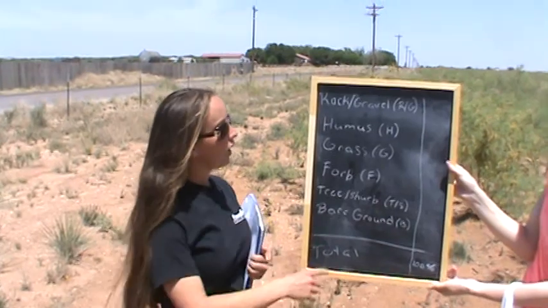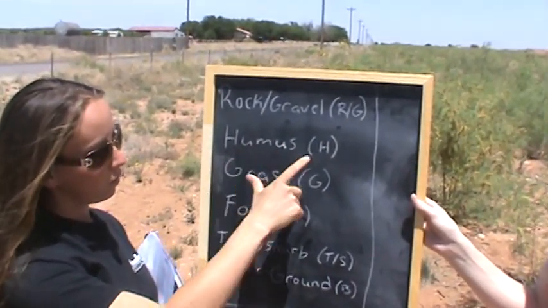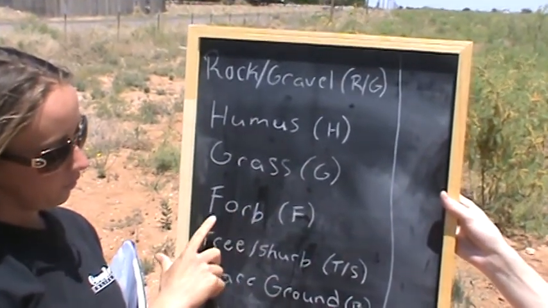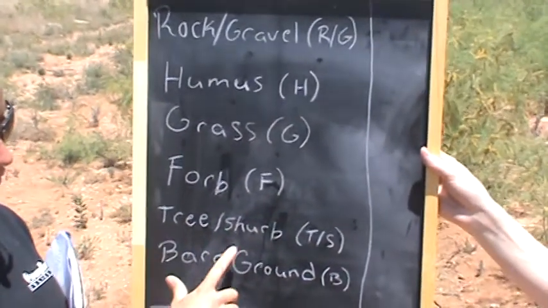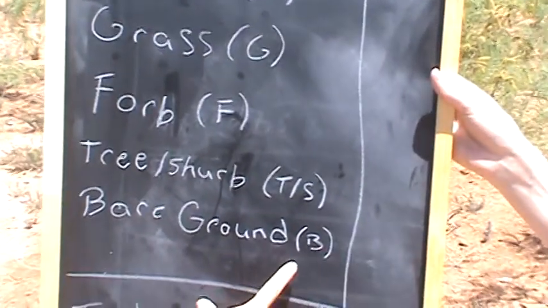Today in our pasture we'll have rock and gravel, which we'll mark down as RG; humus, marked down as H; grass, old and new, which we'll mark down as G; forbs, F; trees or shrubs, which we won't have too many of in this pasture, T and S; and bare ground is B.